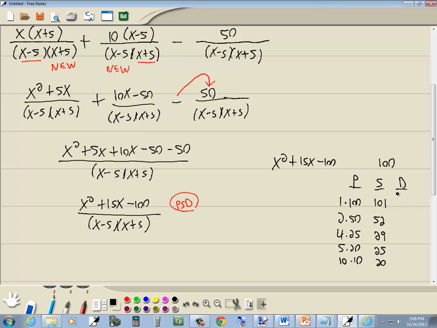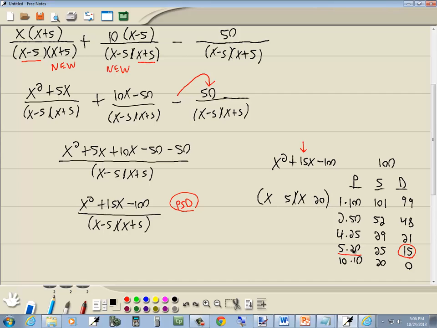D for difference, subtract smaller from larger. 100 minus 1 is 99, 50 minus 2 is 48, 25 minus 4 is 21, 20 minus 5 is 15, 10 minus 10 is 0. The number we're looking for is the number in the middle term, which is 15, which is right here, so we're going to use 5 and 20. So I got 5, and I got 20.